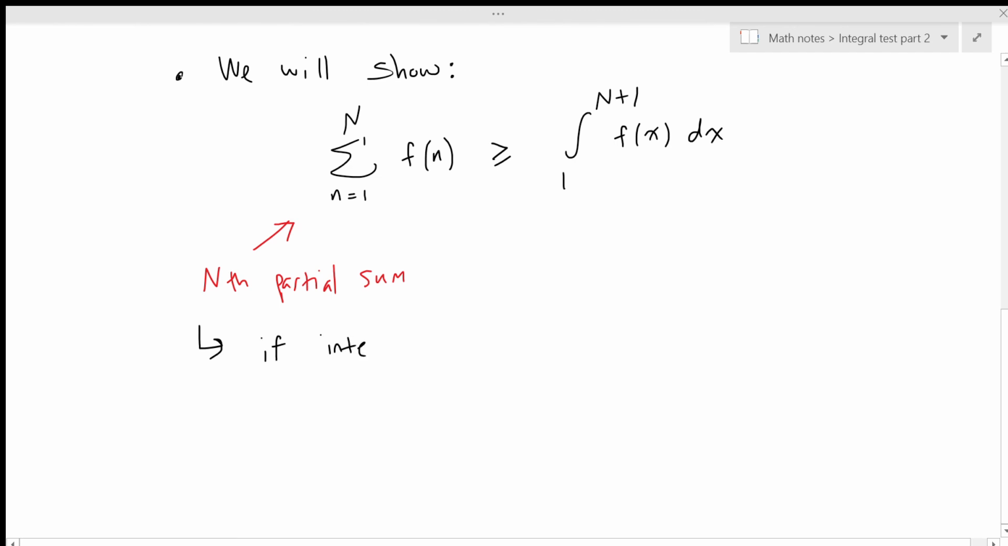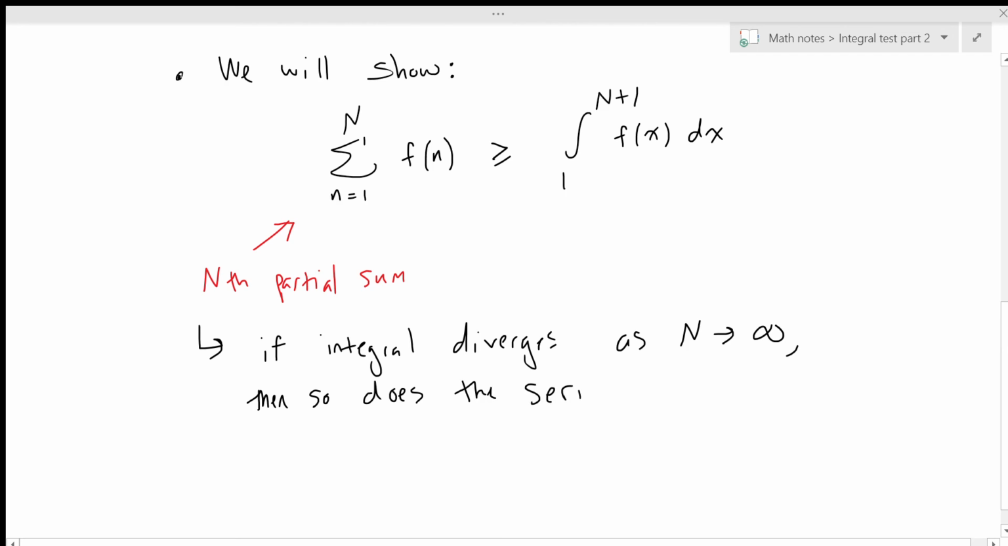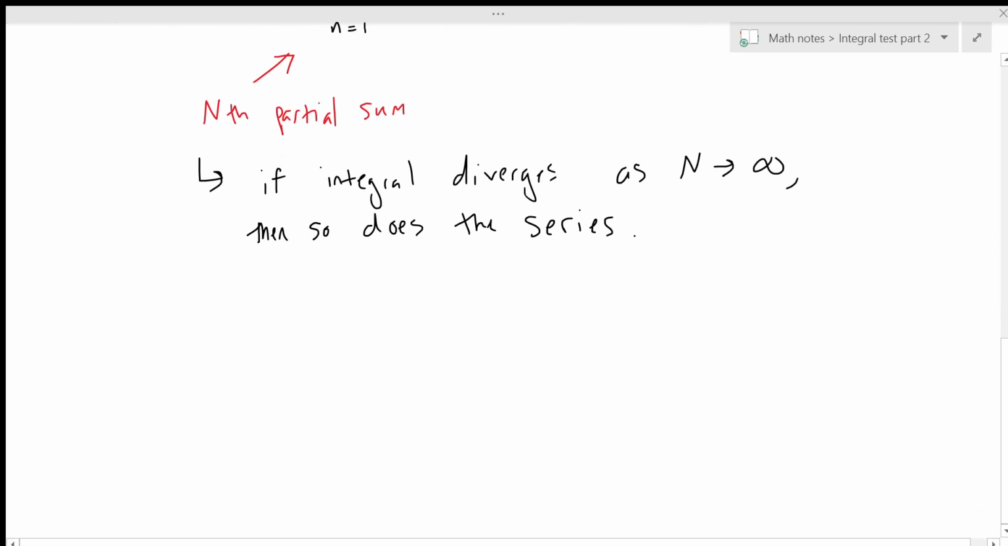so if the integral diverges as n goes to infinity, then so does the series. So that's the use of this integral test. Now in the rest of this lesson we're going to derive this inequality. So the way we'll derive it is based on studying the plot of this function f of x. So we're going to draw it.